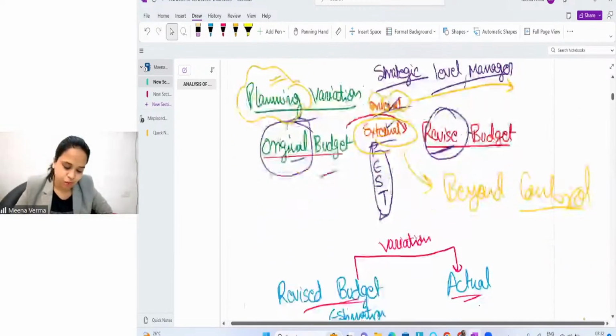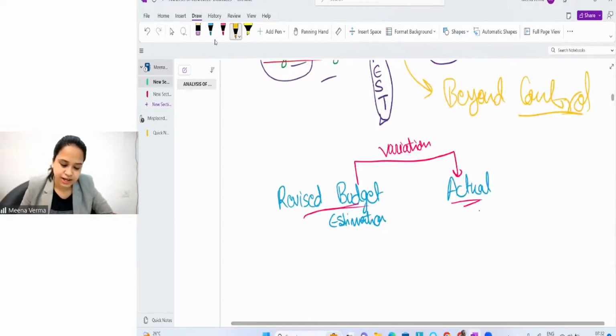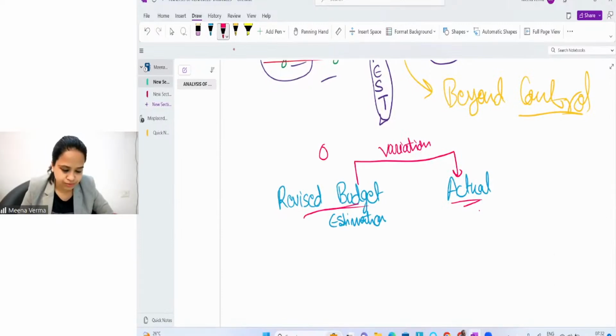But if you see, operational level variation arises, this operational level variation arises because of only the internal environment.